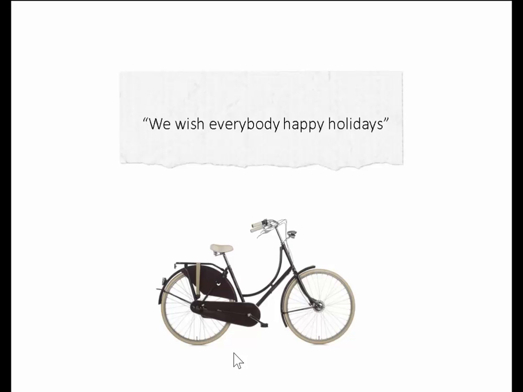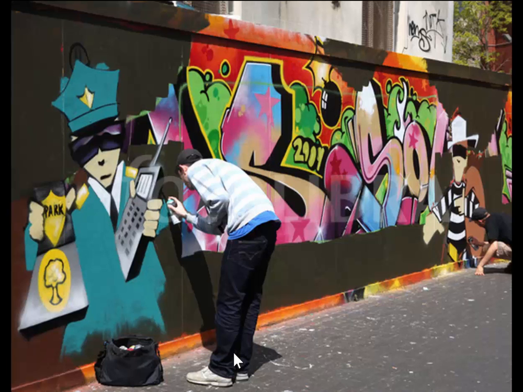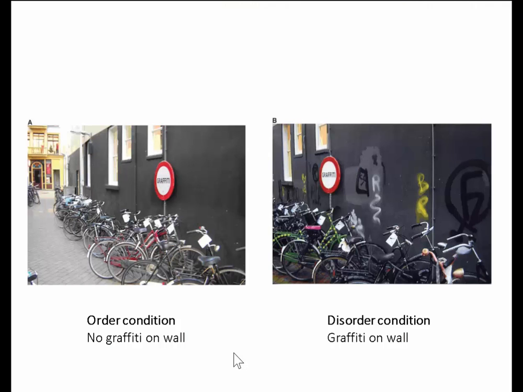Sometimes I'm really jealous of how cool the research they can do is. At the weekends, those researchers went out and put graffiti on the walls. That was their research design. They put graffiti on the walls where the bikes were standing, and they looked at how many people throw down the flyers before they put the graffiti on the wall, and after they put the graffiti on the wall. This is actually how it looks. This is on Ting Tang Street in Groningen. First they had the order condition, and now you see it. The bikes were standing there, and you even see the flyers attached to the bikes.